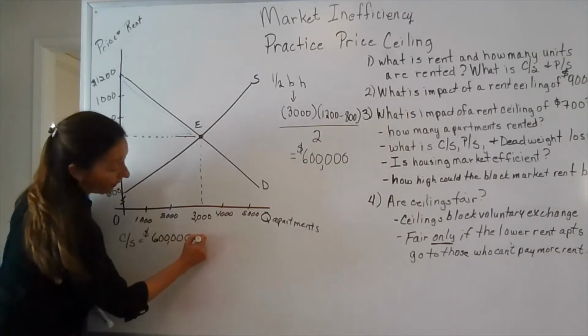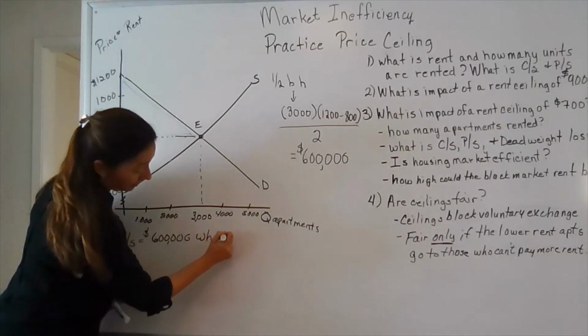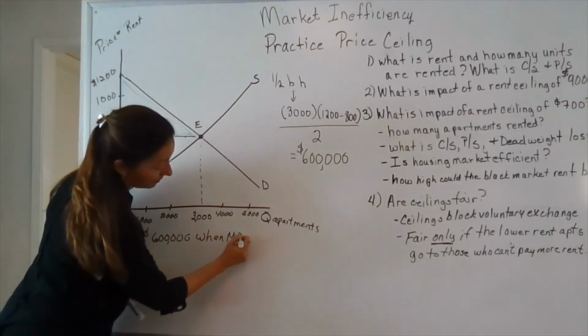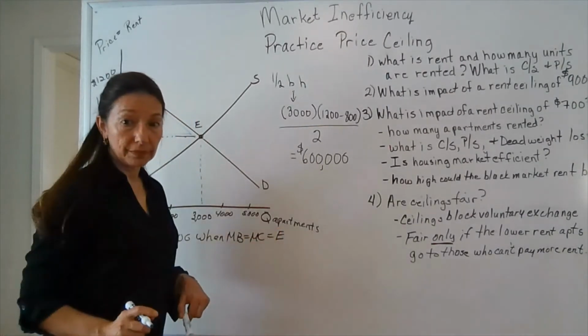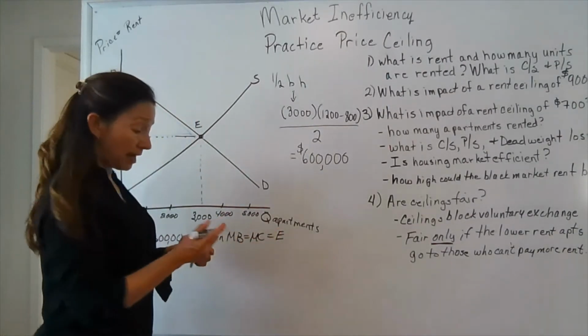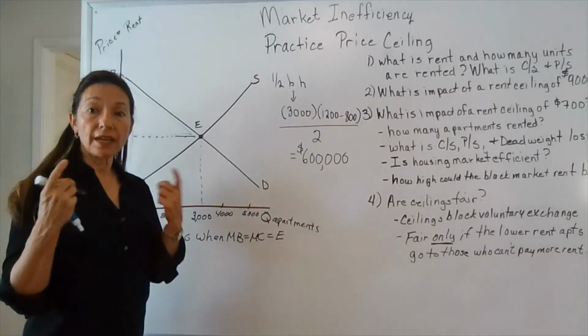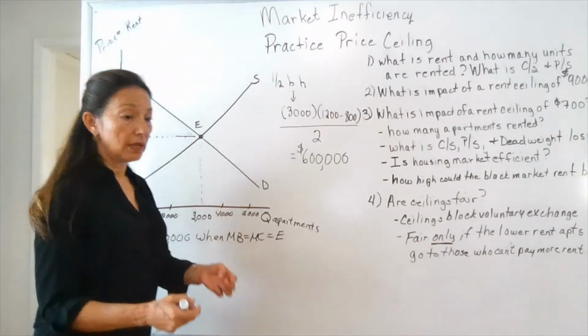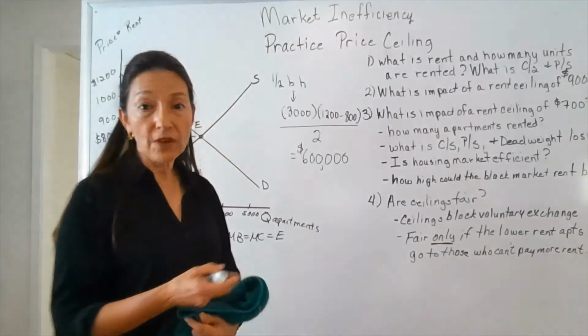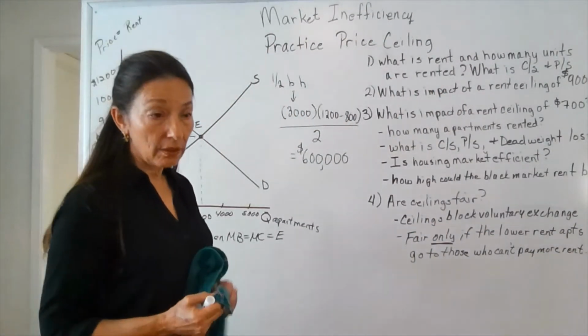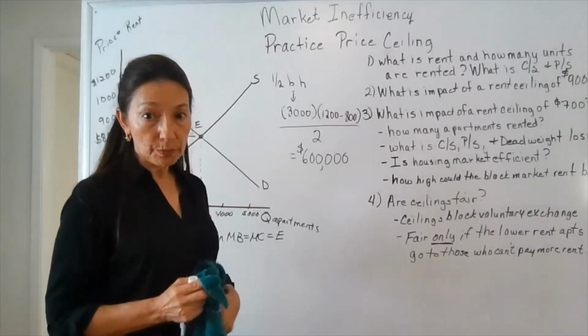Okay, when marginal benefit equals marginal cost, we are at equilibrium, right? Okay, now the question asks us to find producer surplus. Well, how do we find that? Well, we're going to take the same process. We are going to find the area of the triangle that constitutes producer surplus.